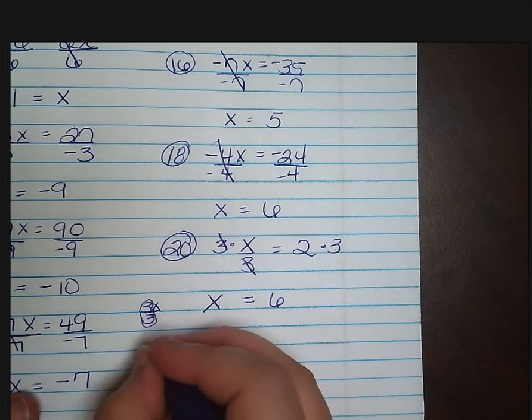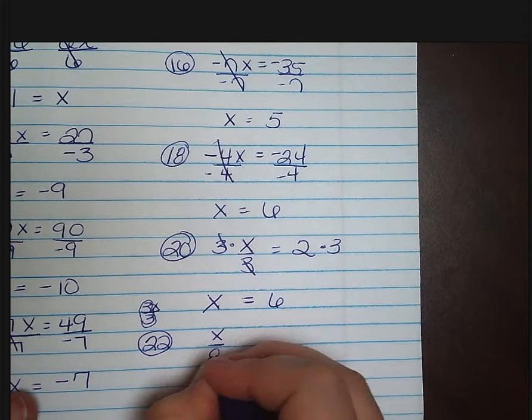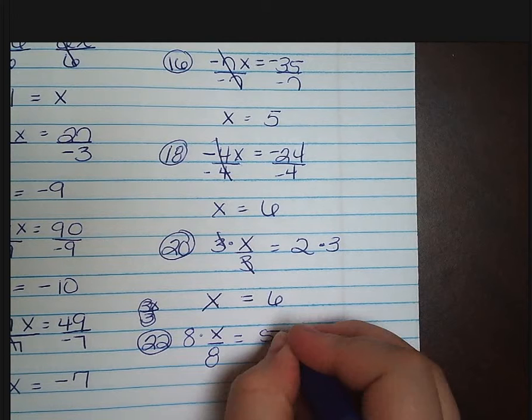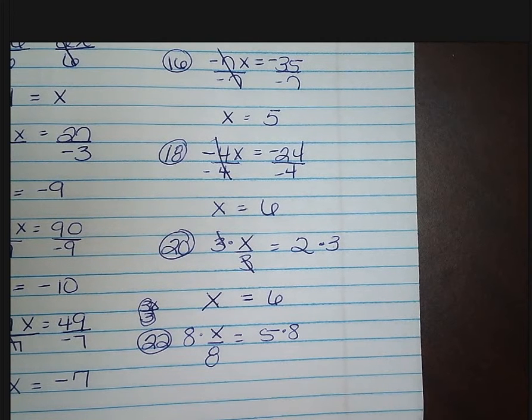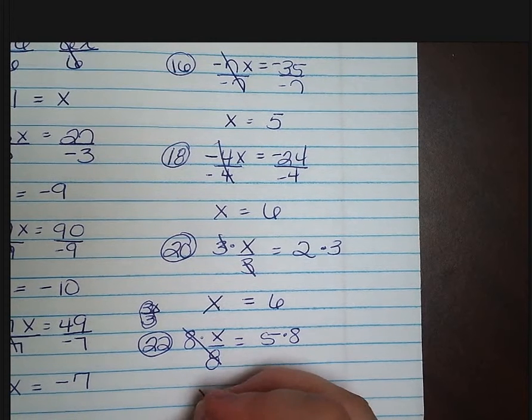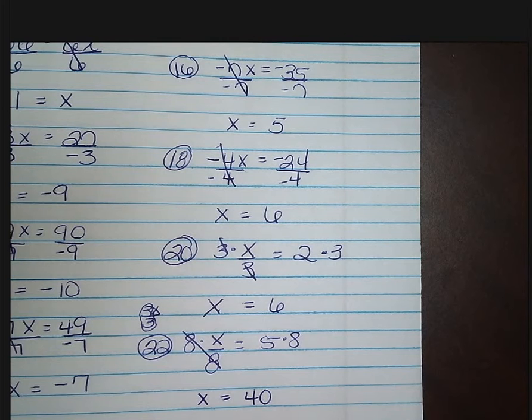All right, on problem number 22, we have x divided by 8 equals 5. So we're going to multiply both sides by 8. Your 8's here are going to cancel, leaving you with x equals 40, because 8 times 5 is 40.